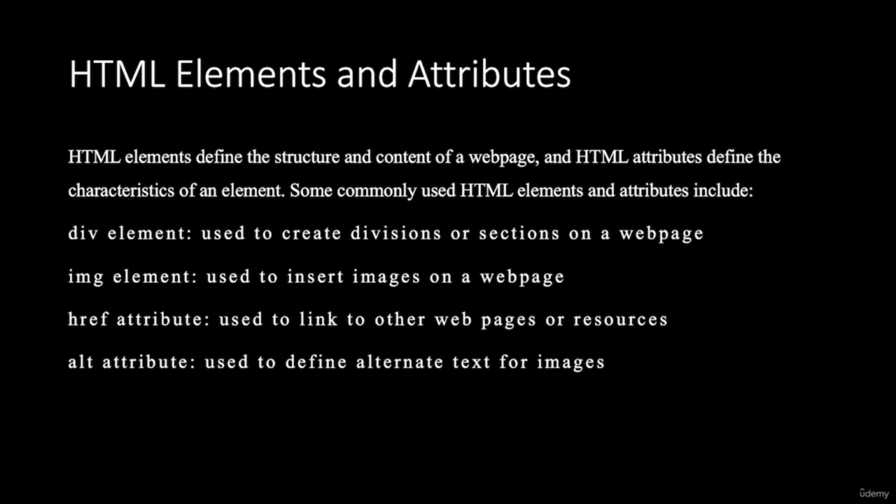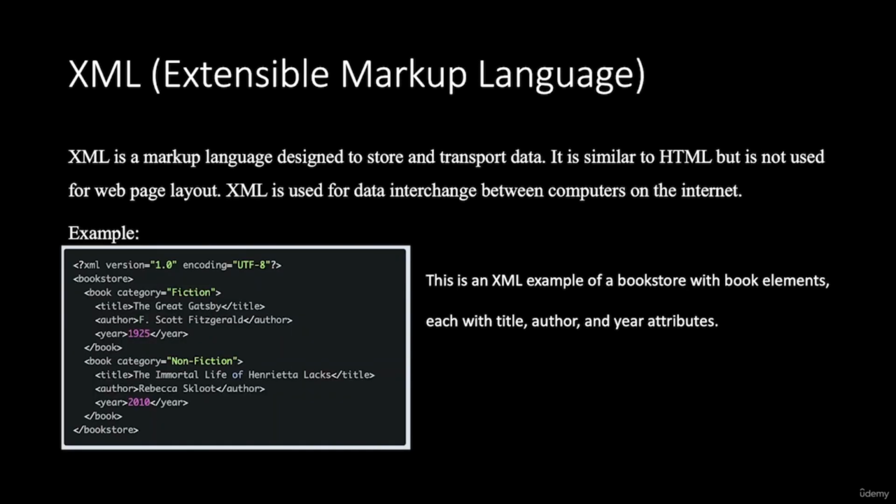After which we have the href attribute. The attribute is used to link to other web pages or resources. Adding links is an essential part of web development. And lastly, we have the alt attribute, which is used to define the alternate text.